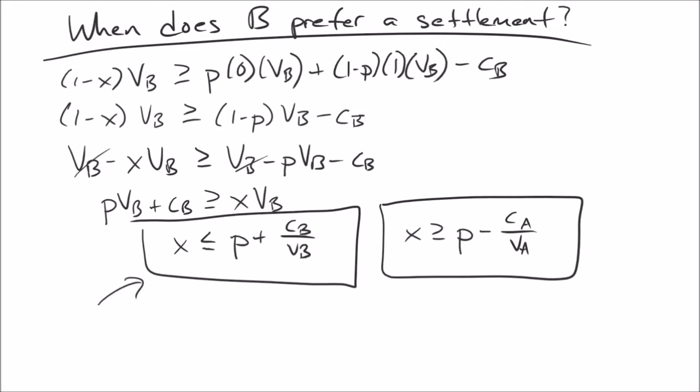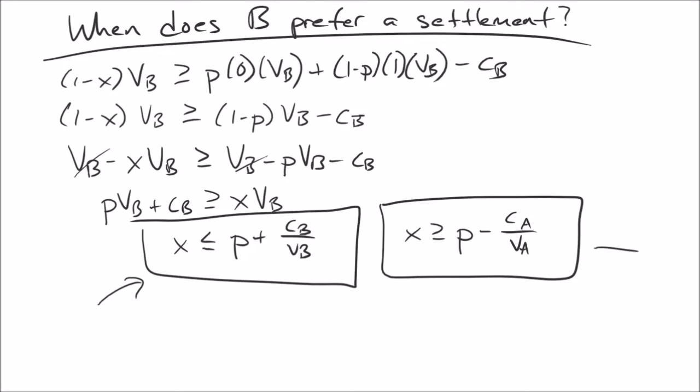the one on the left is coming from B. This is what B needs to be satisfied. Think about what x represents. X represents A's share of the good. So for B to be satisfied, A can't get too much. Because if A is getting too much, then B is not getting enough, and B prefers fighting a war. And what defines too much in this case is P plus CB divided by VB.